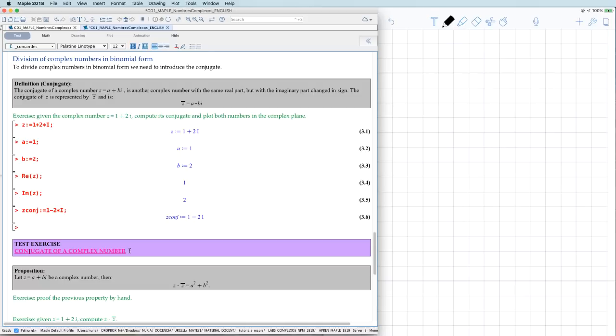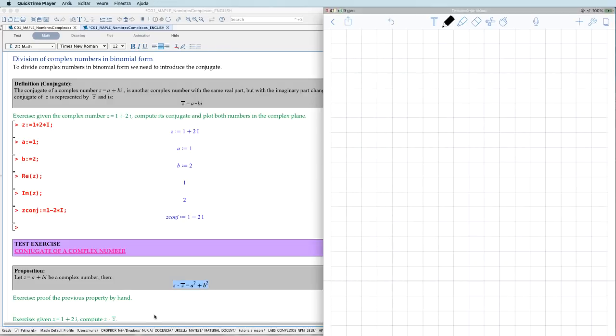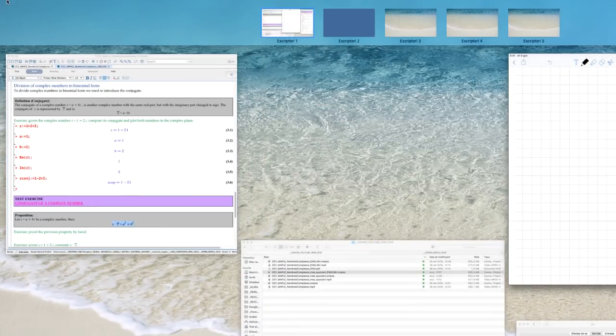The important thing of the conjugate is the next proposition, which tells us that if we have a complex number, then if we multiply the number by its conjugate, we get the real part of the number a squared plus the imaginary part of the complex number b to the square. So it's a squared plus b squared, and this is a real number. So when we multiply a number by its conjugate, we get a real number. So let's see how this is proved.